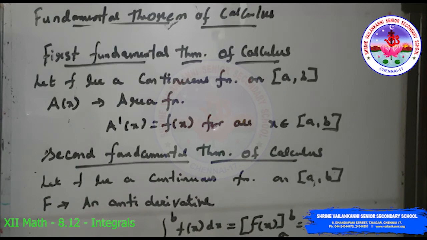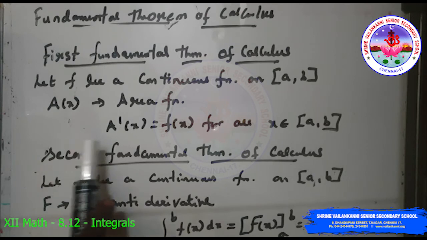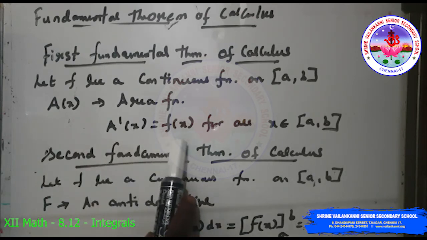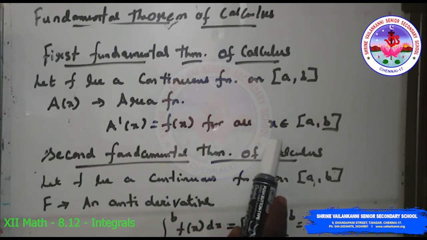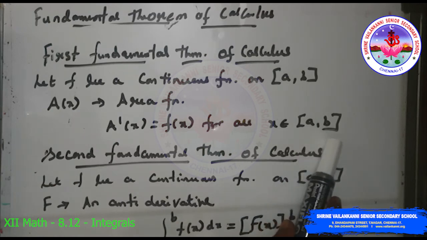First fundamental theorem of integral calculus. Let f be a continuous function on the closed interval a comma b, and let A of x be the area function. Then A dash of x is equal to f of x for all x belongs to closed interval a comma b.